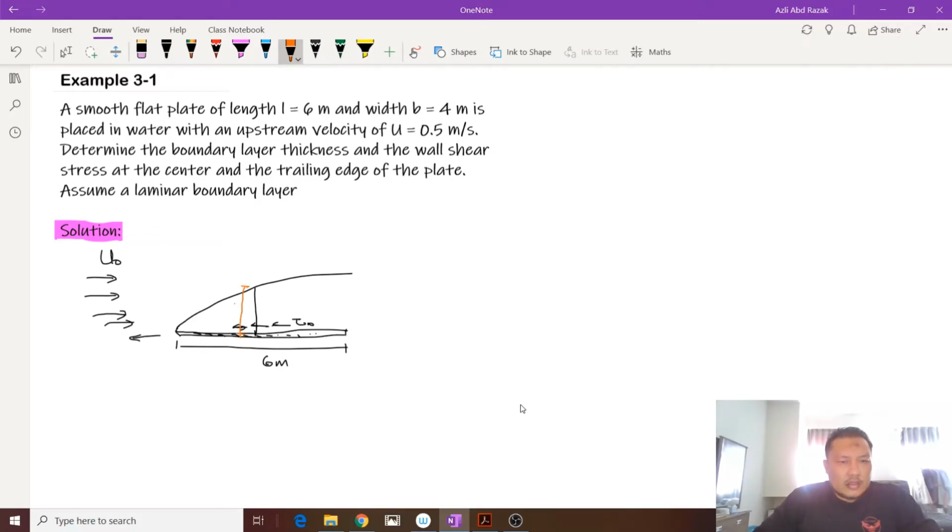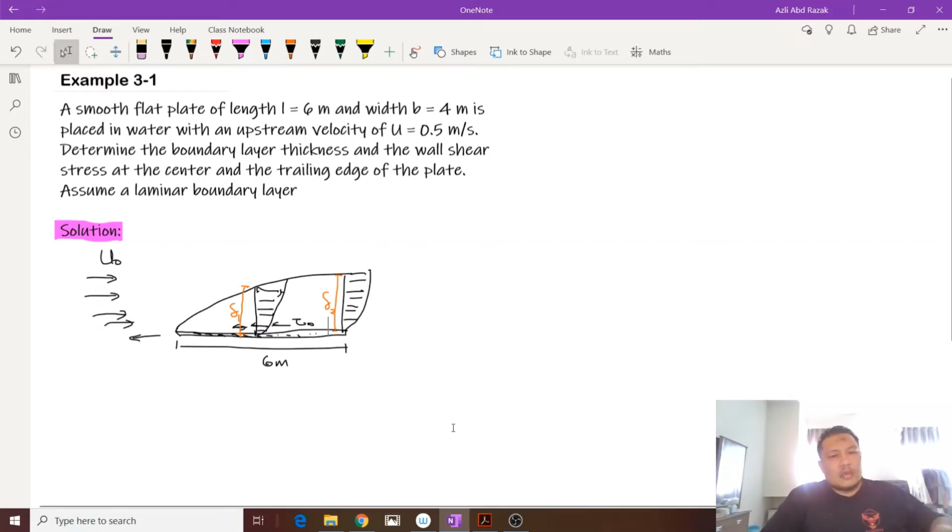So we have a delta here, and also the delta for the boundary layer at the trailing edge. We have this boundary layer and velocity profile here, and we also have a velocity profile at this trailing edge, with a new delta. So delta 1 and delta 2, tau wall 1 and tau wall 2. All right, so we have these two positions that we're going to measure.